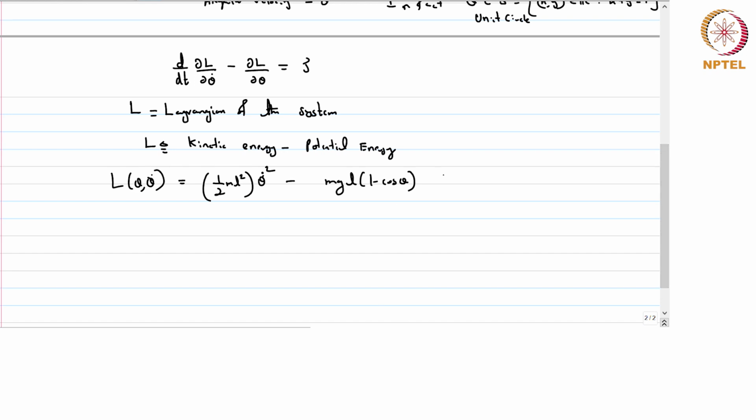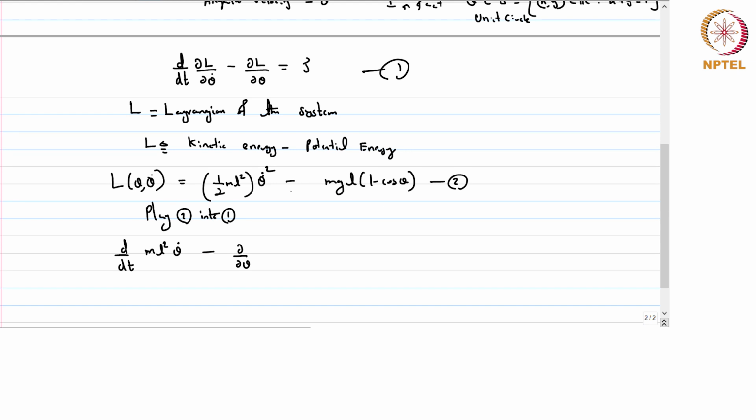So, let us plug this into 1, right. So, what do we get? We have d by dt of dou L by dou theta dot. There is no theta dot contributed by the potential energy, whereas the kinetic energy contributes theta dot. So, you have ml square theta dot, minus dou by dou theta of the Lagrangian, right. So, there is no theta here, there is a theta here.